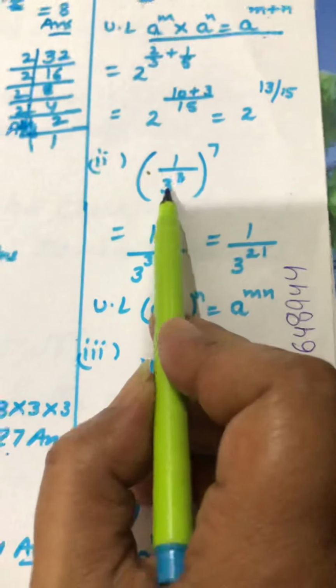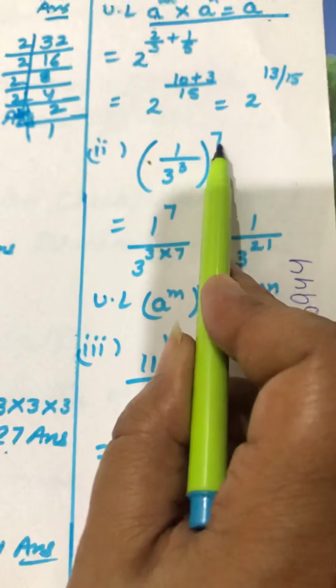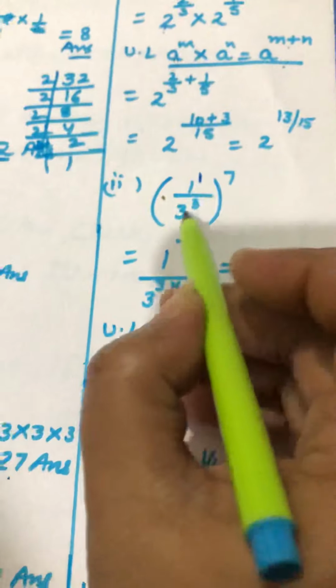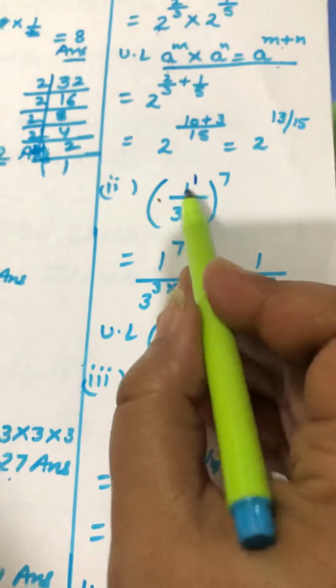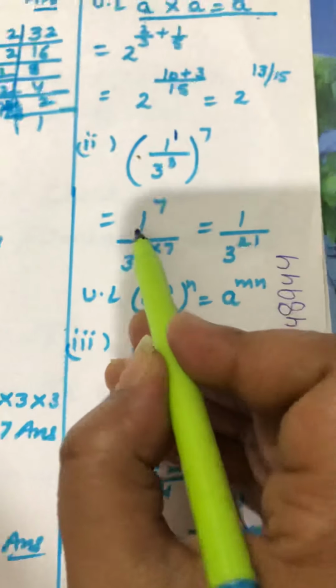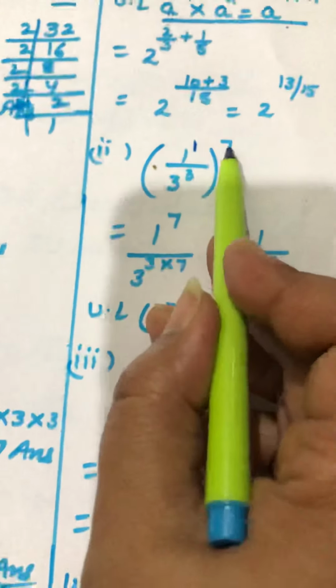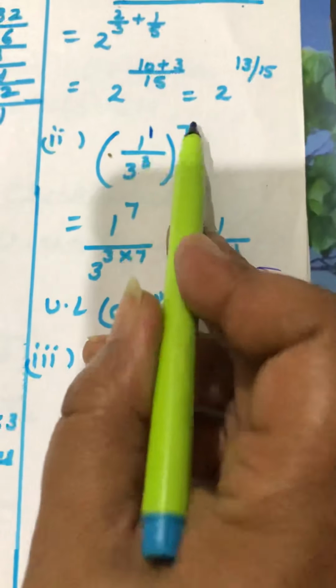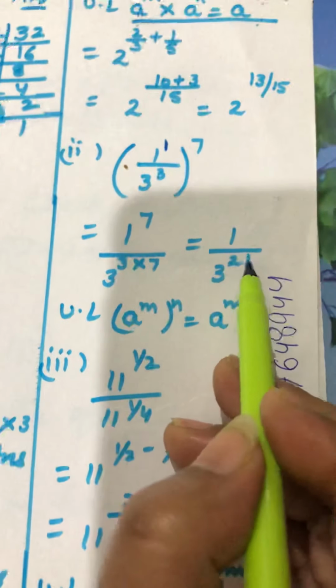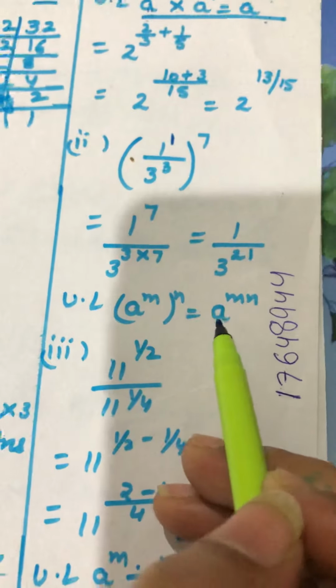Second part is 1 upon 3 raised to power 3 whole power 7. So as we can see 1 has power 1. So again using the law a raised to power m whole power n, 1 will be multiplied, 1 7s are 7 and 3 7s are 21. So we get the answer as 1 upon 3 raised to power 21 using this law.